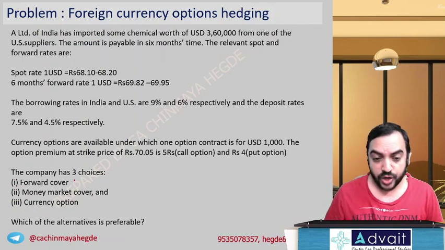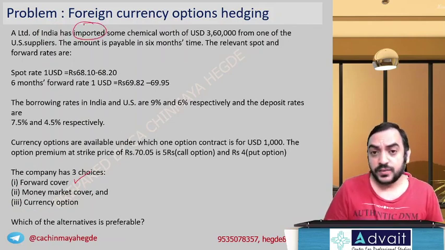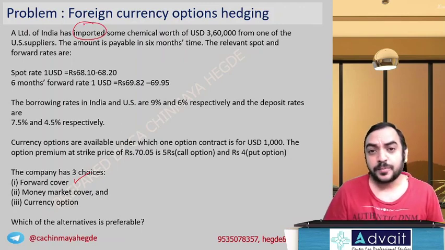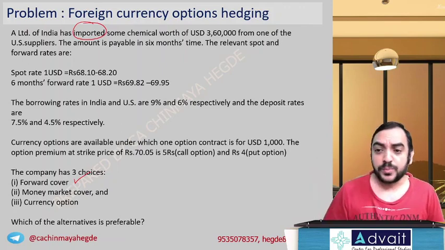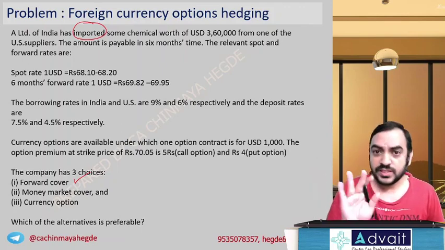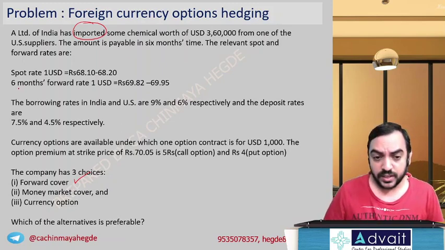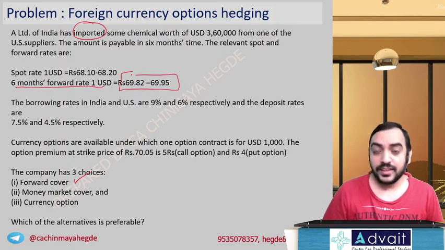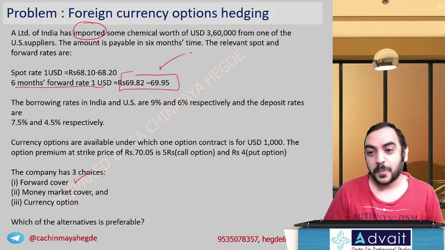One is forward cover. Now, importer, forward cover, he should go for forward buy. Why? He has to make a payment to his supplier. He needs US dollar. He will purchase from the market. Simple enough. He will go for the forward rate. And which rate is applicable in the forward rates? Since you are a buying customer at a disadvantage position, you will buy at the higher rate, 69.95.